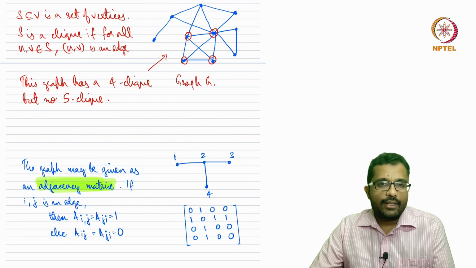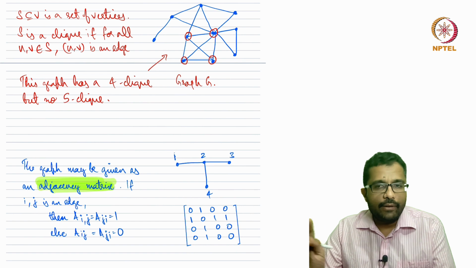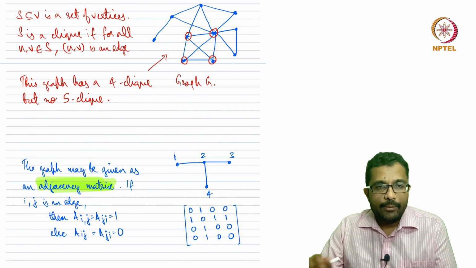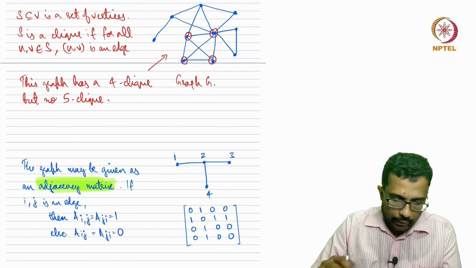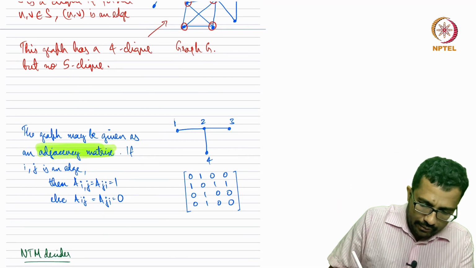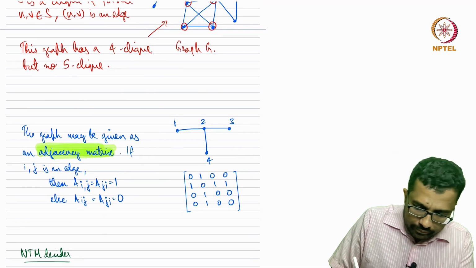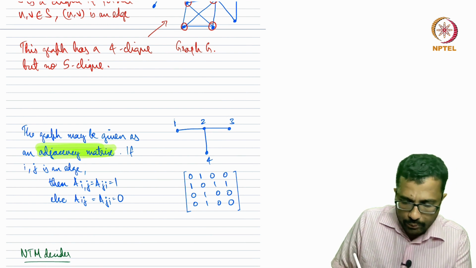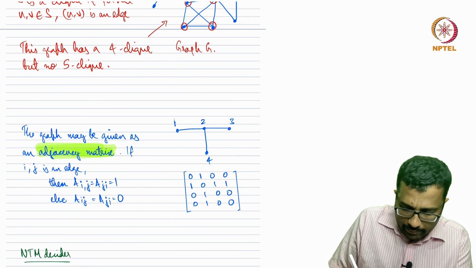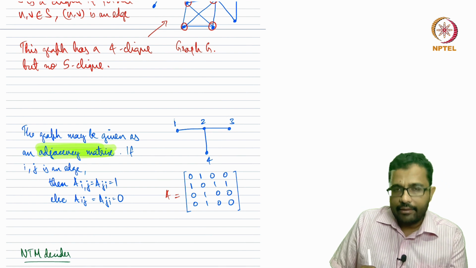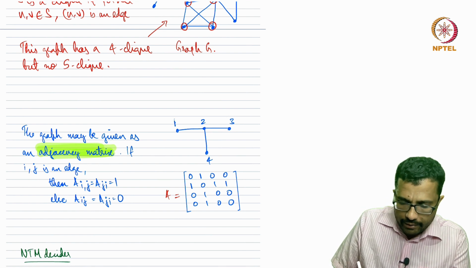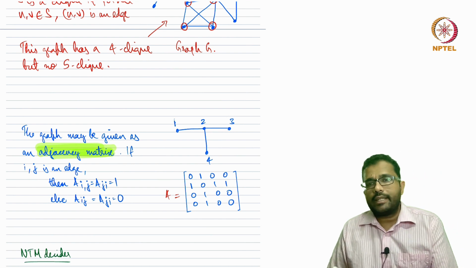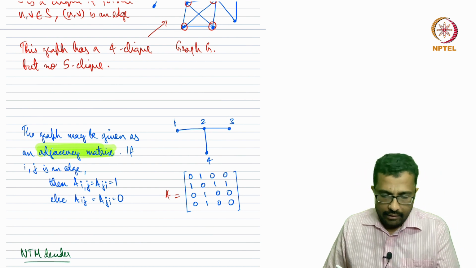So if a graph has n vertices, you give an n by n matrix. The matrix has only 0, 1 entries, right? For example, there is a graph here which has 4 vertices, and the adjacency matrix A is written here. Since the graph has 4 vertices, the adjacency matrix is of size 4 by 4, right?